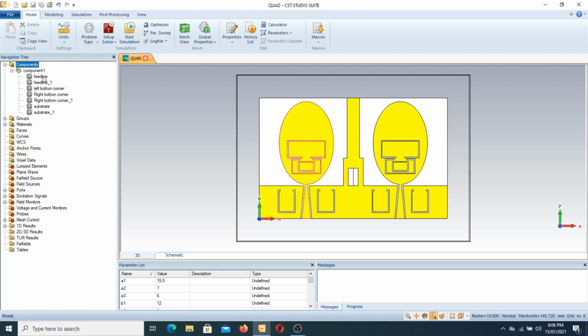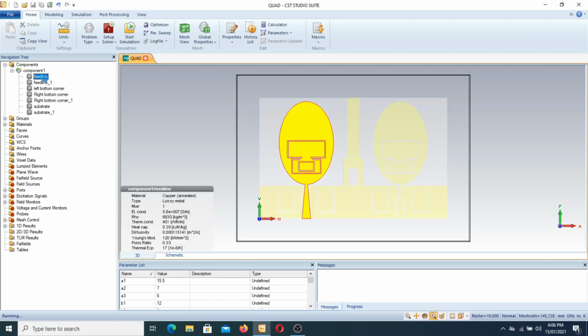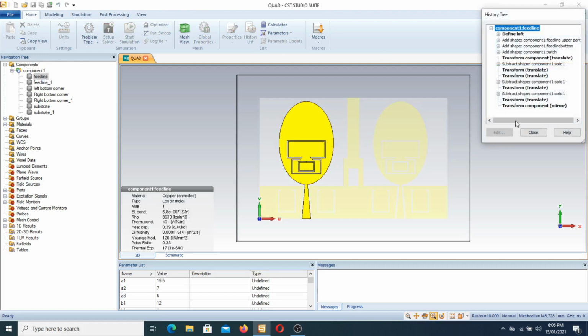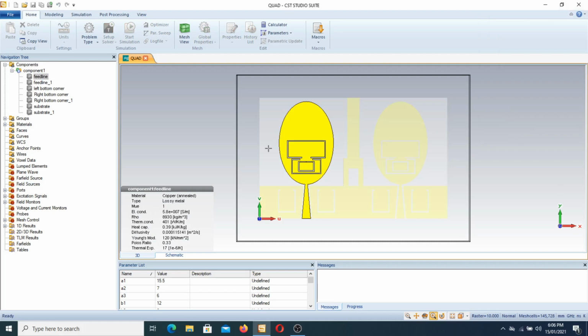How is it designed? First, this is feed line number 1. These are its parameters. This feed line actually consists of many things, like this part, this feed line, and this round egg shape. The feed line and this egg shape combine together and make a single part. Now insert C-type different notches.